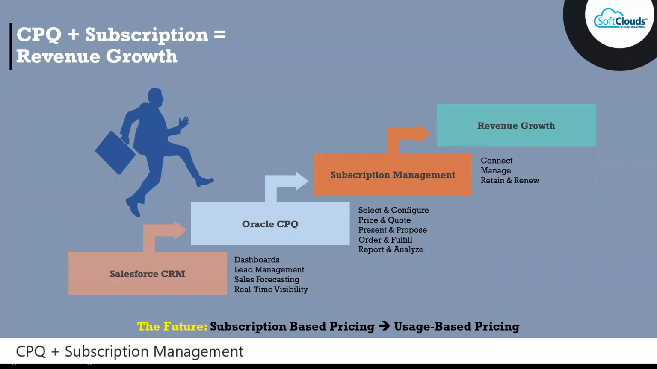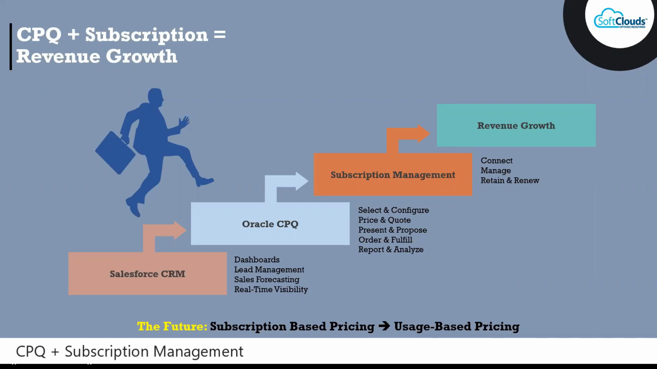And so when we look at how these go together, we're really talking about ways in which revenue can be grown. We list Salesforce CRM at the beginning because, as I mentioned, the implementations and integrations of Oracle CPQ significantly do tie into Salesforce CRM. And then if we put that on, we've got the CPQ, we've got the subscription, and ultimately that leads to revenue growth. And what the subscription-based pricing is leading to is usage-based pricing.